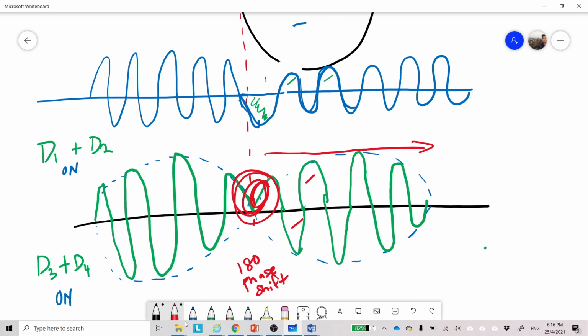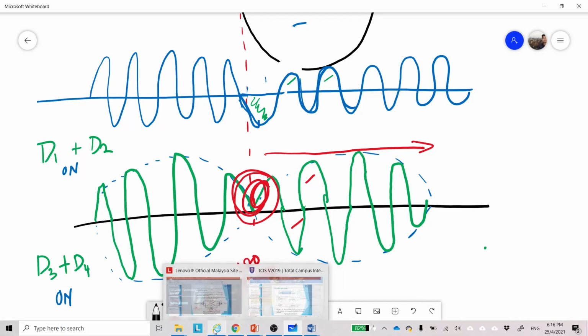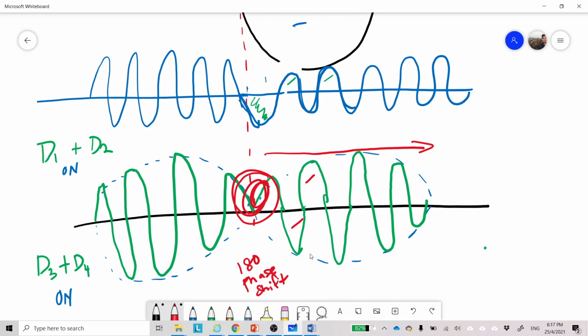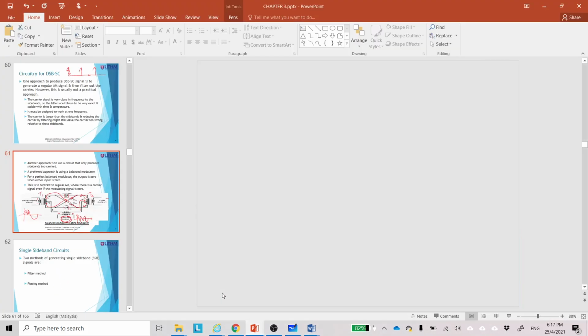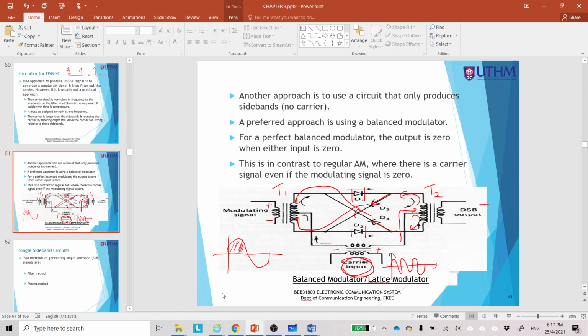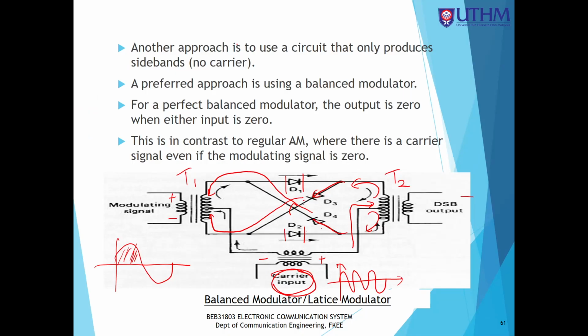So this is the process that happens inside the balanced modulator. Mathematically, this is a multiplication process. The output is actually V_DSB-SC as a function of time, so this is V_C(t) multiplied with V_M.